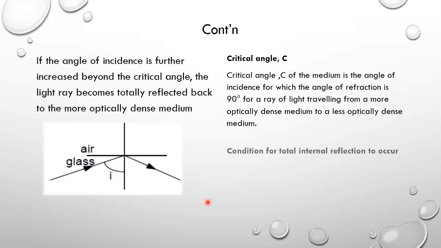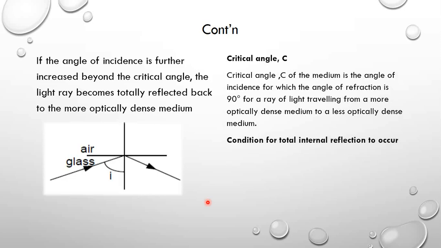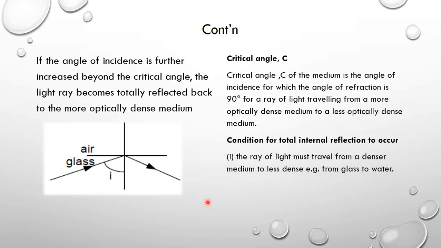Let's also look at the conditions for total internal reflection to occur. 1. The light rays must be moving from a more dense medium to a less dense medium. Then also, we need to note that the angle of incidence must be greater than the critical angle.